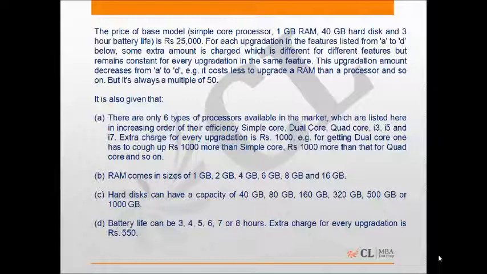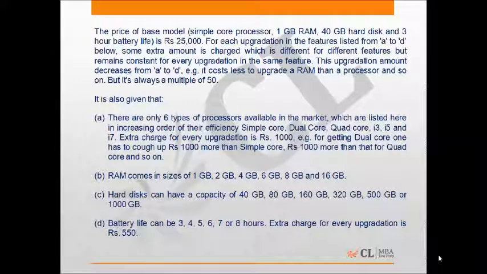Similarly, for RAM it is 1 GB, 2 GB, 4 GB, 6 GB, 8 GB and 16 GB. The cost is not known. The minimum and the maximum cost for RAM and hard disk can be calculated later. For hard disk, the capacities are 40 GB, 80 GB, 160 GB, 320 GB, 500 GB and 1000 GB. The battery life can be 3 hours, 4 hours, 5 hours, 6 hours, 7 hours and 8 hours.